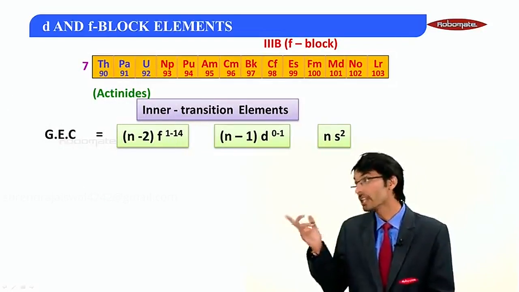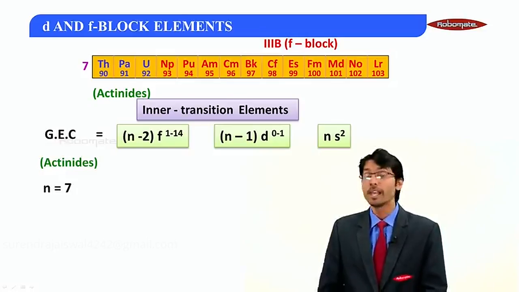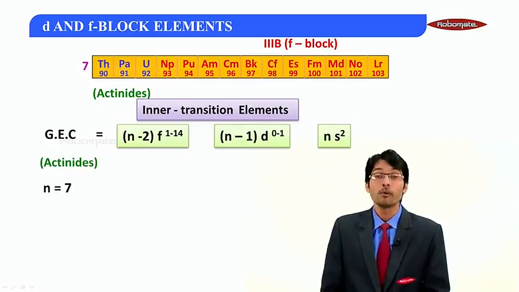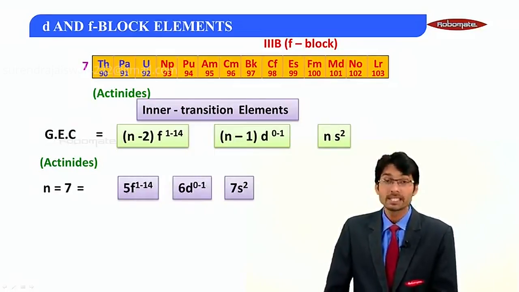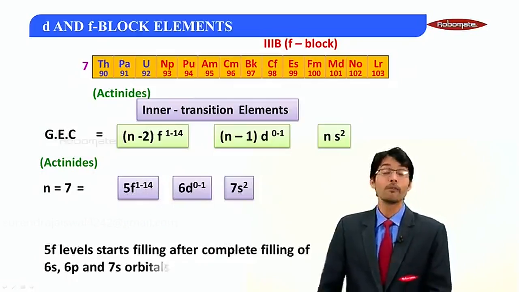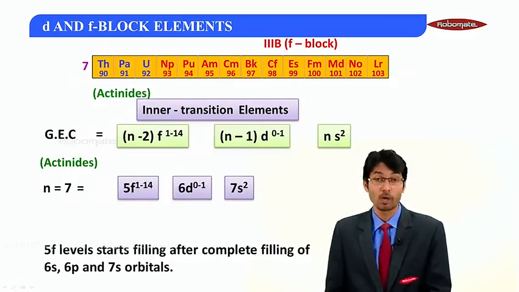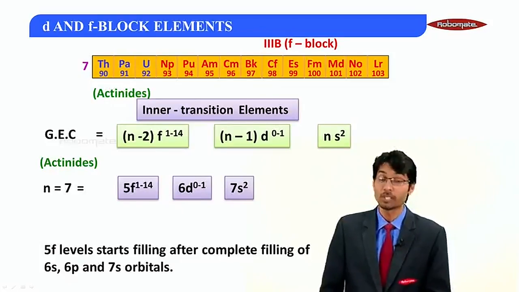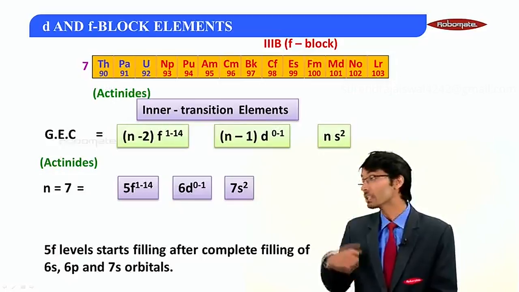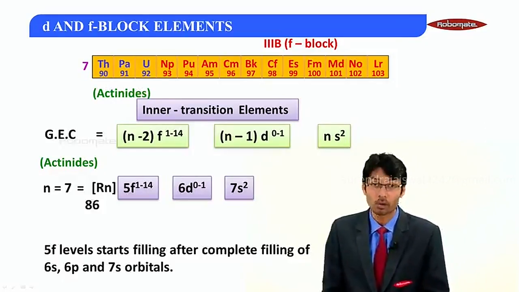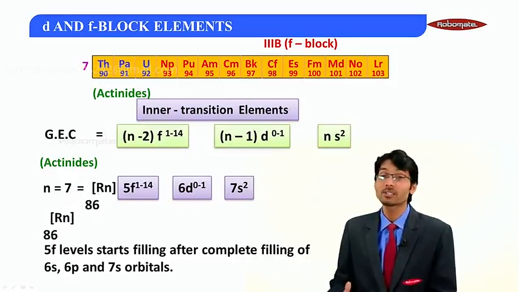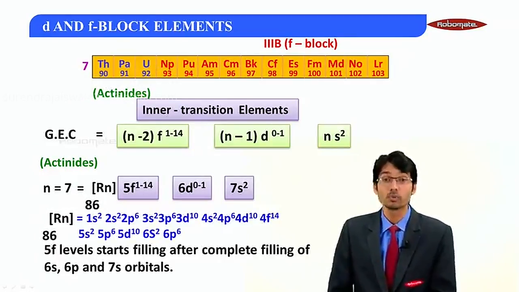But in the case of actinides, the value of n is what? 7. So substituting n equal to 7, it becomes 5f1 to 14, 6d0 to 1, and 7s2. The filling of 5f electrons happens after filling of the 6s, 6p and 7s orbitals. Hence, for all these elements, the nearest noble gas we take is what? Radon. If you check the radon electronic configuration, the last electron in radon enters the 6p orbital.